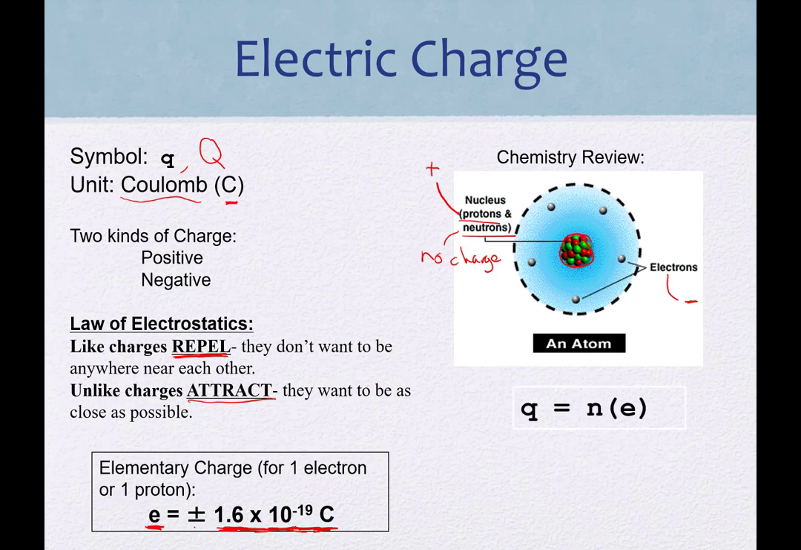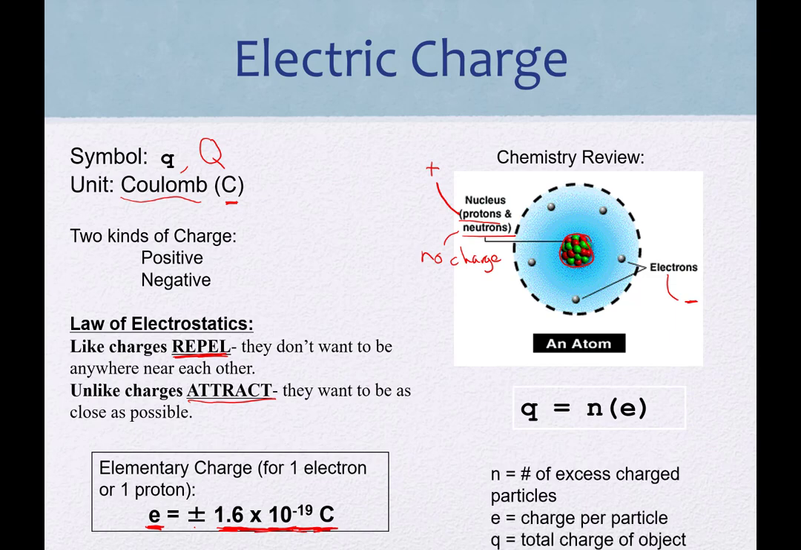If we want to find the total charge in something, we just add up all the protons and electrons, add up all the individual charges. So we could say Q total, or Q net, is equal to the number of excess protons or excess electrons times the elementary charge. For example, if we have three more protons than electrons, we would do 3 times positive e to get Q total. We just plug in our value for lowercase e here and calculate it out.